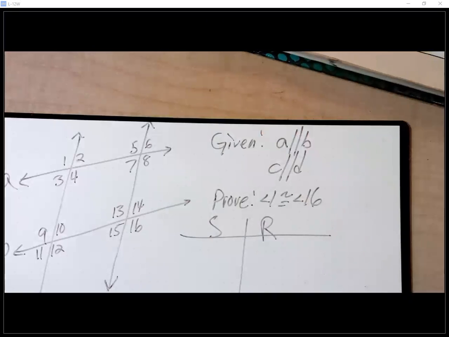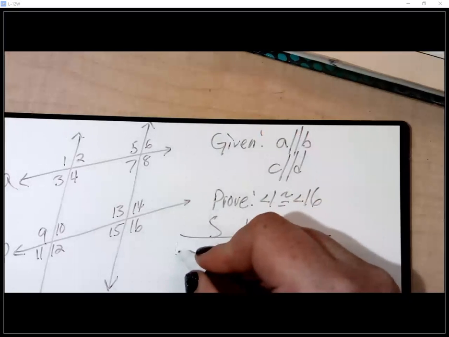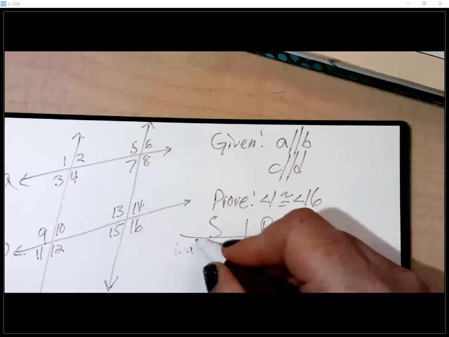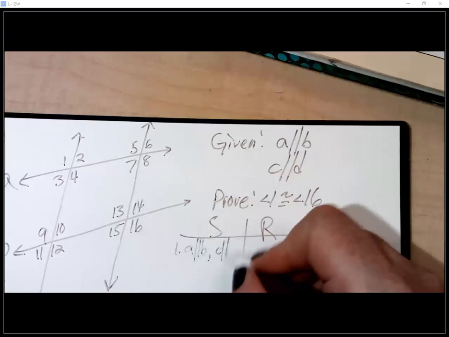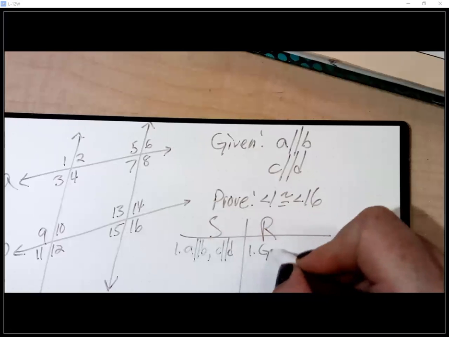Okay. I assume you all have step 1. Is that fair? A is parallel to B and C is parallel to D. Okay, so I assume that you have the given. All right, Aiden, where'd you go from there?